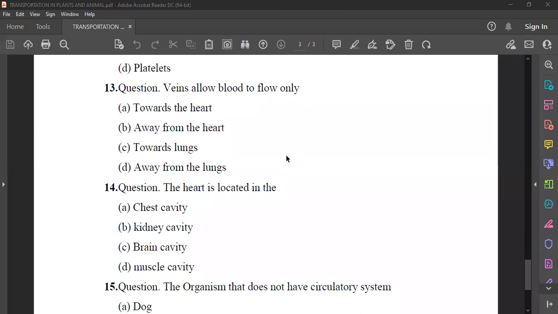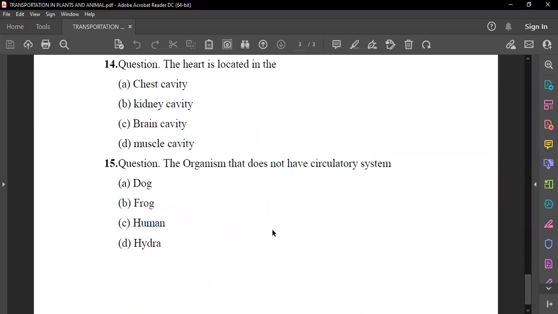Okay, and the last one, Jait. What is the answer for the last one? The organism that does not have the circulatory system. It's Hydra. Hydra. So Hydra is an organism that lives in water.